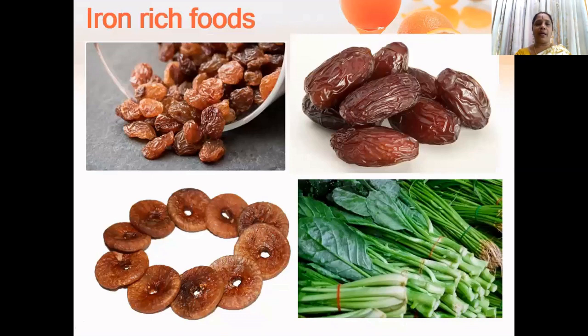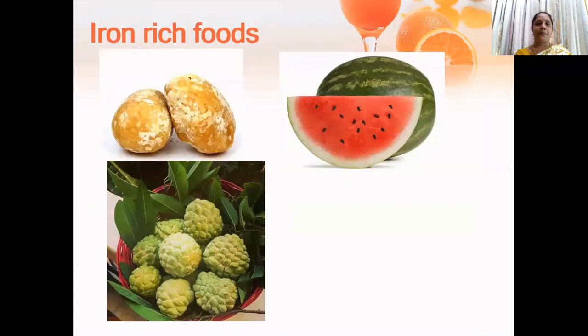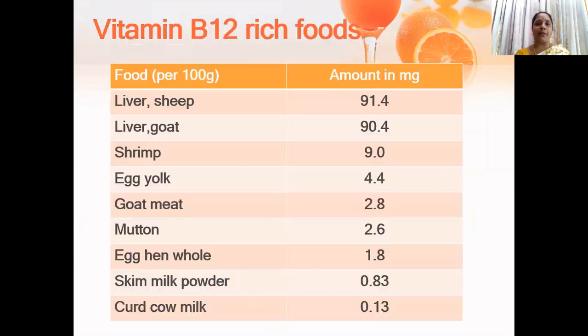So these are some of the iron-rich foods. Dry grapes, or which are called as the raisins, dates, figs, and the green leafy vegetables. All the green leafy vegetables contain iron. Rice flakes, liver, and the animal foods are also a rich source of iron. Animal foods give iron that are highly bioavailable. So these are again iron-rich foods. Watermelon and custard apple, jaggery, they contain some amount of iron.